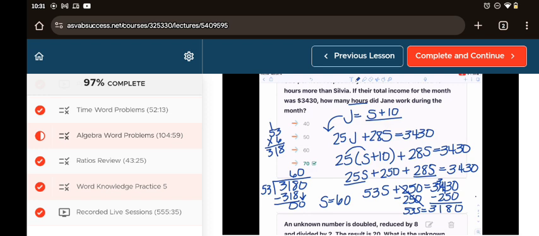Or with Sylvia, the hours that Sylvia works are equal to 60. That's not what we're looking for. We're looking for Jane, because it says how many hours did Jane work during the month. So we're going to use this equation up here. Jane is Sylvia, which is 60, plus 10. So that is 70. Okay?